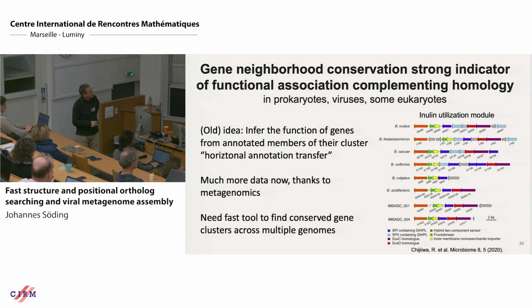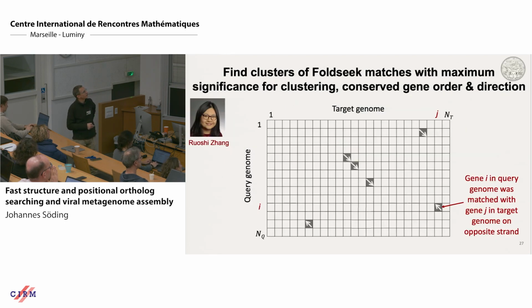And one example is here, I think this is inulin. Yeah, inulin is a polysaccharide utilization model where you see there's a lot of stuff in, and that is closely linked to this pathway. So this is a relatively old idea, but funnily there is no real fast and flexible tool available to do these kinds of cluster searches, so similarity of gene clusters.